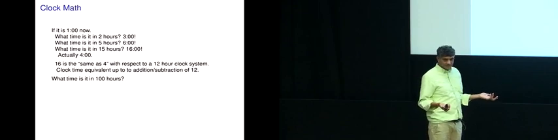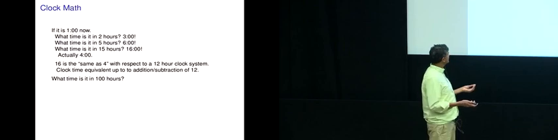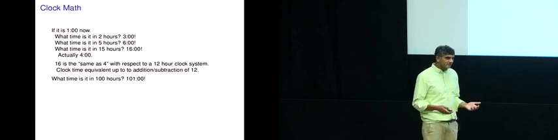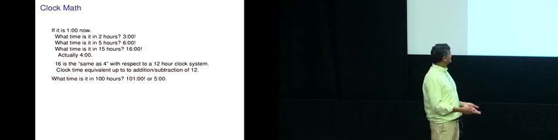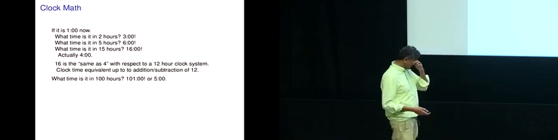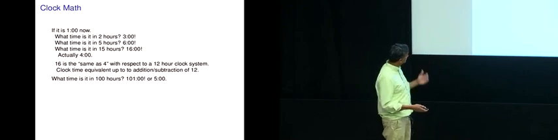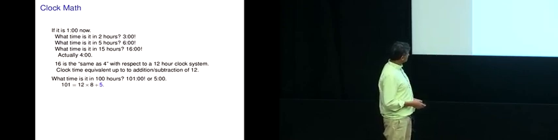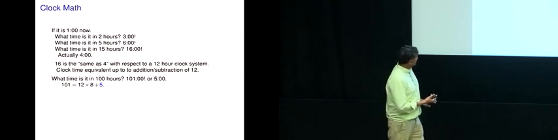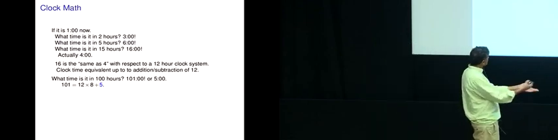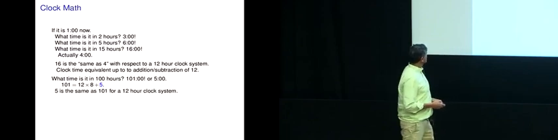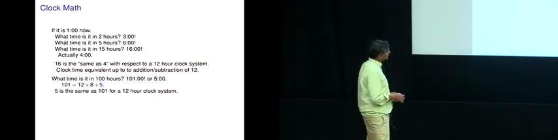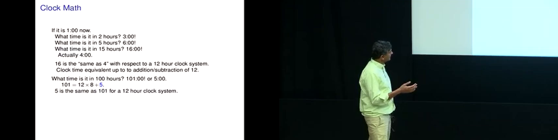What time is it in 100 hours? Do we know? What time is it in 100 hours? 101. No, we clearly don't do that, right? It's 5 o'clock, because 12 times something is 96, and then that gives you 5 remainder. This is what I'm saying. Every 12 hours I go back to the same time, right? 5 is the same as 101 for a 12-hour clock system.